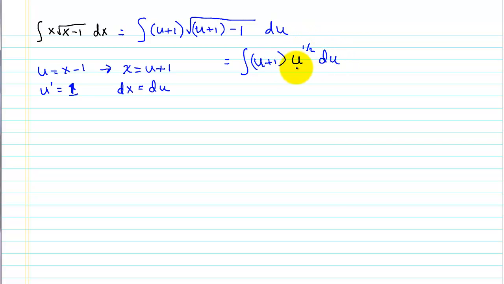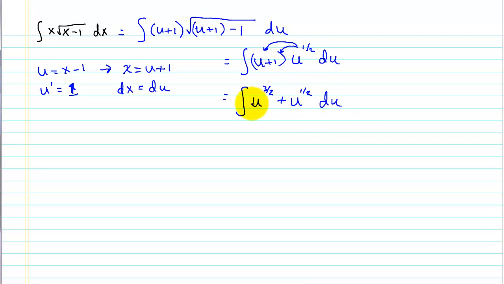Now if we had this in earlier lessons when we were integrating, our step here to simplify this would be to distribute and turn this into polynomial form. So I have u times u to the 1/2. We add the exponents, we get u to the 3/2. And u to the 1/2 times 1 is u to the 1/2.